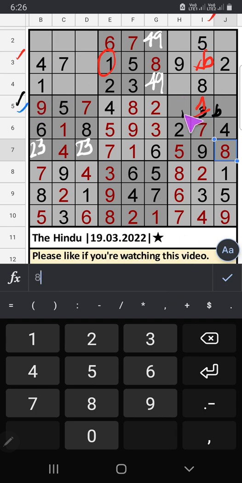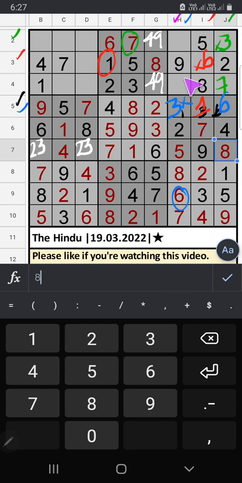Fifth row, only 2 numbers are remaining: 3 and 6. Column H, we have 6. So 6 can't come in the cell. 6 is confirmed here. Then 3 is here. Column J, 2 numbers are remaining, 3 and 7. Second row we have 7. So 7 can't come in the cell. 7 is confirmed here. Then 3 is here.